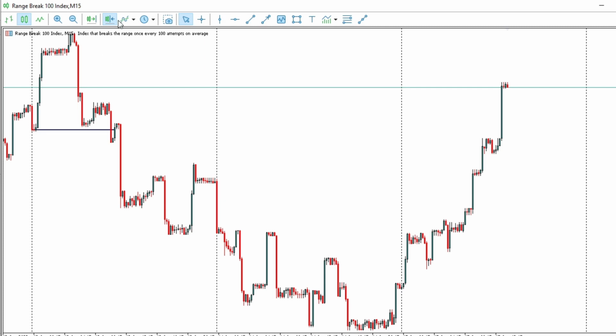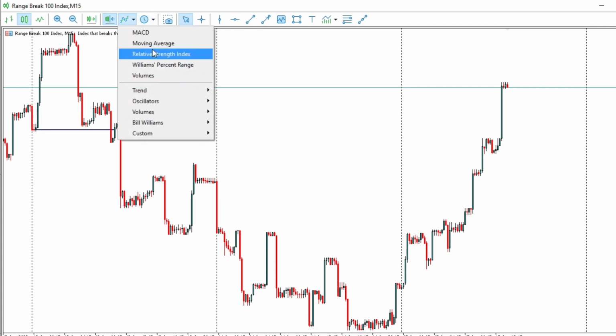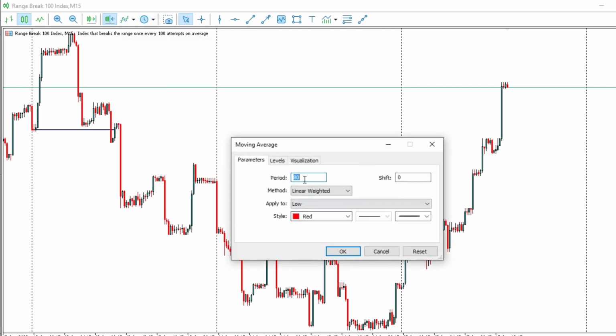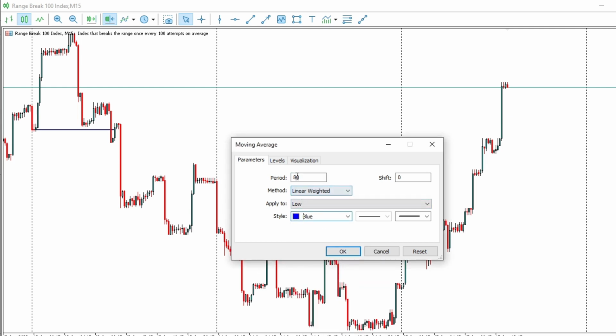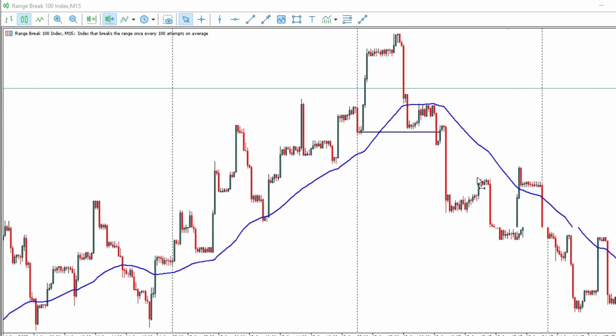On the main chart, we are going to be adding two indicators, and these are going to be moving averages. The first one is going to be period 80, shift 0, method linear weighted, applied to low. Then for the color, let's make it blue. Don't forget: period 80, method linear weighted, shift 0, apply to low. Even on the mobile phone, that's what you'll be using. So we add it, and that's how our chart is looking.